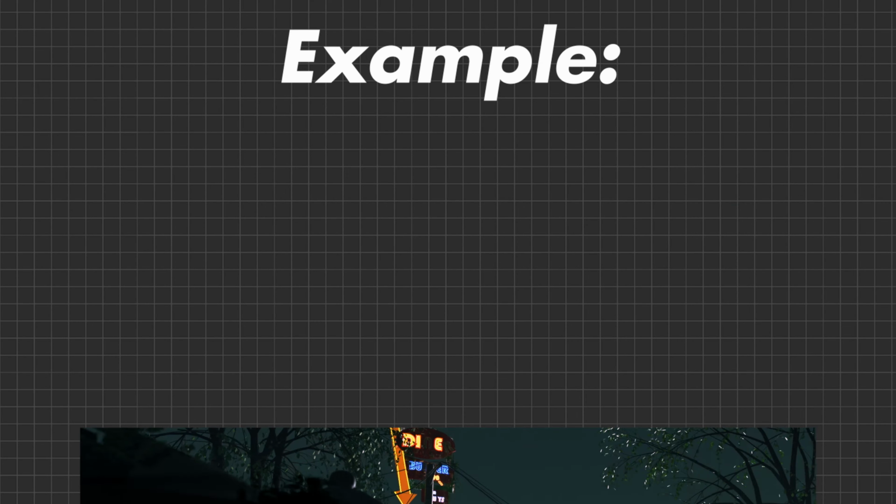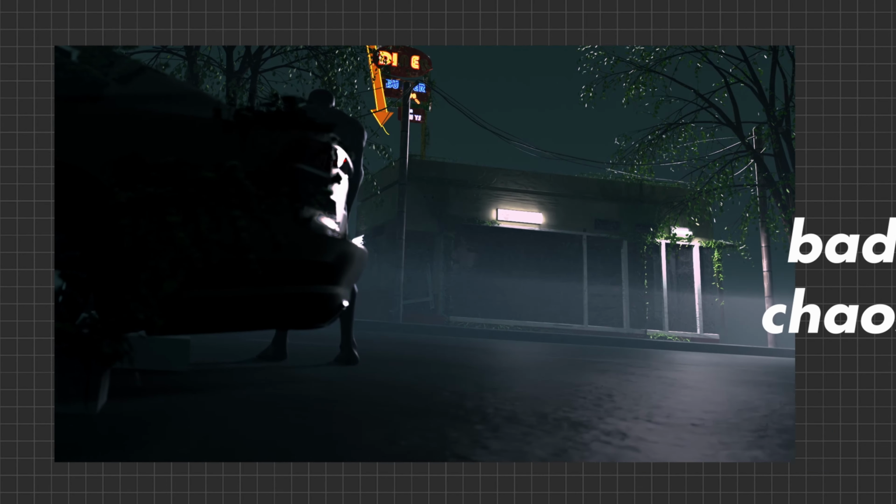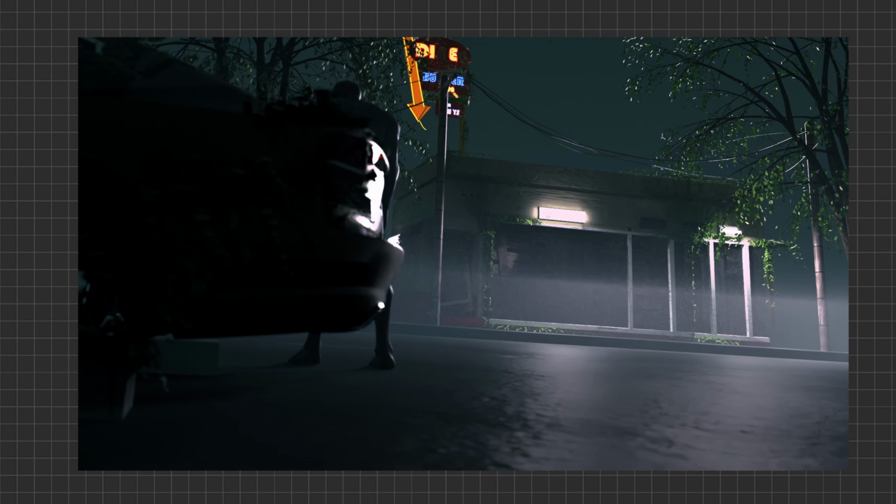As an example, take a look at this render I did half a year ago, at the time I had been working with Blender for a few months. This is a perfect example of bad chaos. The main problem you can see here is the overload of senselessly placed objects.